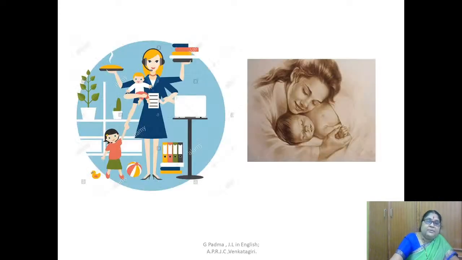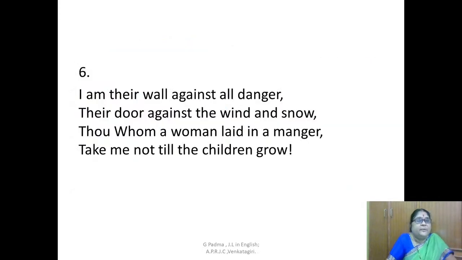Now coming to the sixth one, the last and final stanza, it is very clearly shown here that she protects the child from everything. She says, "I am their wall against all danger, their door against the wind and snow."